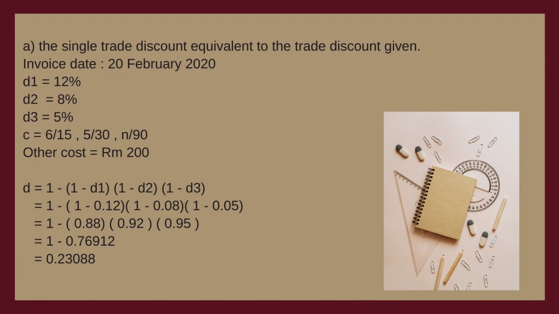The information that we got is invoice date 20th February 2020. D1 is 12%, D2 is 8%, D3 is 5%, C is 6,15,530 and 90. Other costs RM 200. After that, we solve the equation and the final answer is 0.23088.